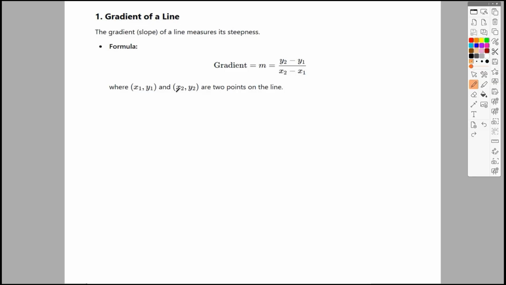The first concept we need to learn here is the gradient of a line. The gradient, or the slope, which is the other name for the gradient, measures the steepness of a line. We have the formula: the gradient, m, which is the symbol of the gradient, equals y2 minus y1 over x2 minus x1. That means this is the change of y over the change of x, where x1, y1 and x2, y2 are 2 points on the line.